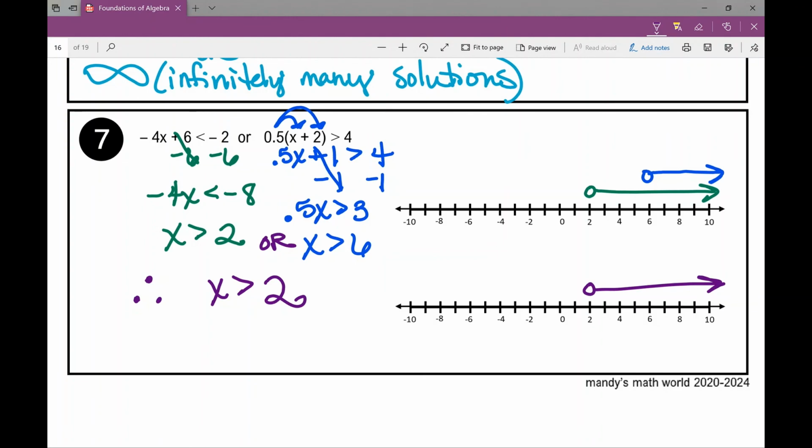And that concludes your notes over compound inequalities. I hope it was a helpful review. I hope these different scenarios don't confuse you. You really have to think about what the words or and and mean. So good luck.